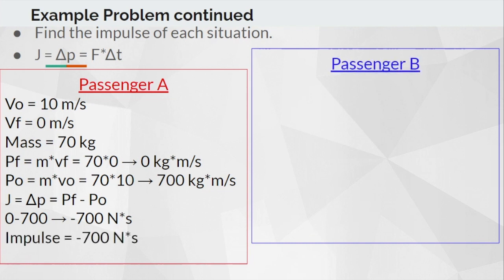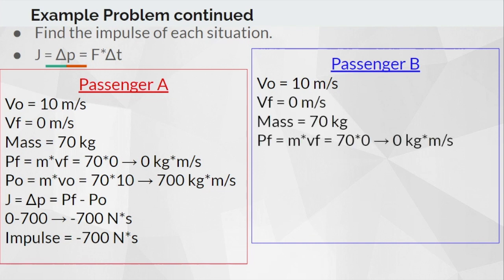Let's take a look at passenger B now. Passenger B is moving with an initial velocity of 10 meters per second. Their final velocity is 0 meters per second. Their mass is 70 kilograms. Their final momentum is equal to mass times final velocity, which is 70 times 0, which means their final momentum is also 0 kilograms times meters per second.